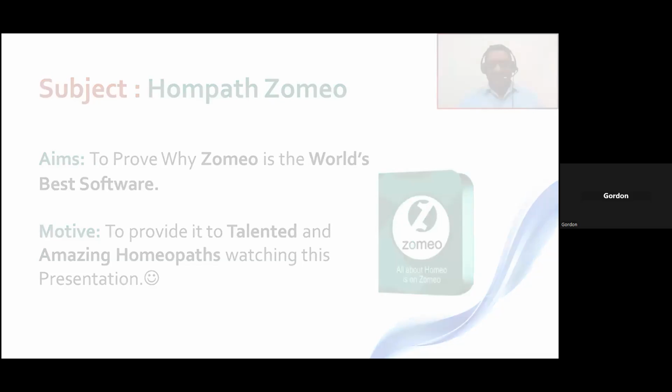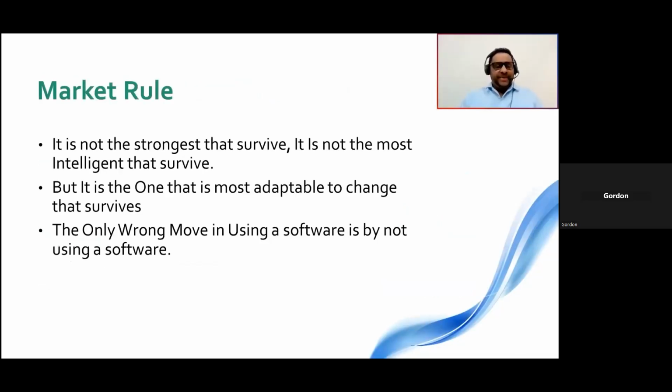Thank you. Okay, ladies and gentlemen, in today's day and age, there's this market rule. Things have changed. There has been evolution. There has been a change in homeopathy. There has been a change in the way people practice. So there's a very wonderful phrase here. It says that it is not the strongest that survive. It is not the most intelligent that survive, but it is the one that is most adaptable to change that survives.